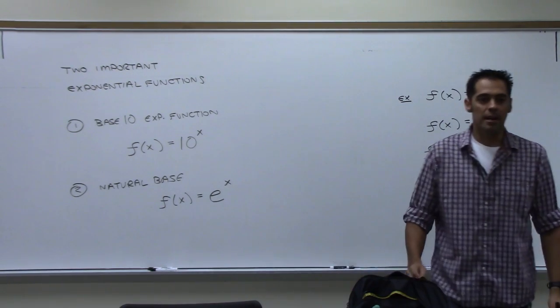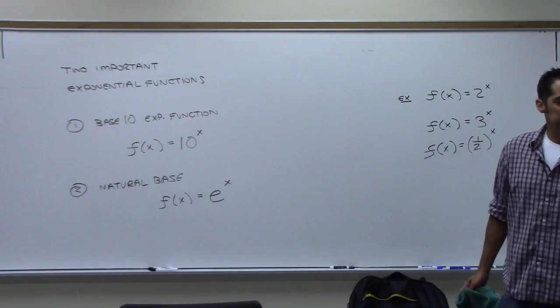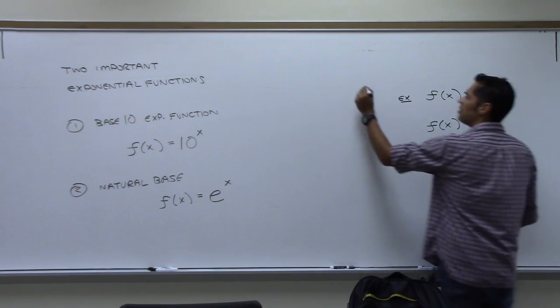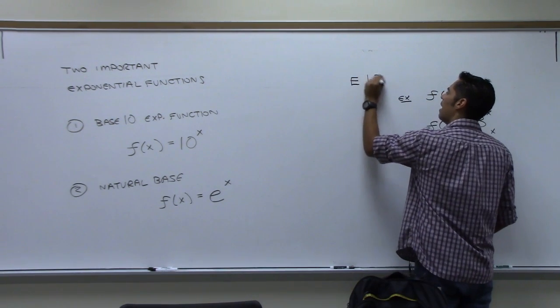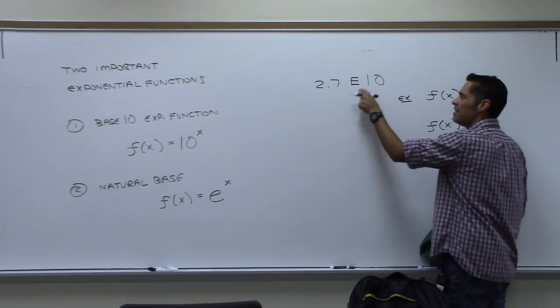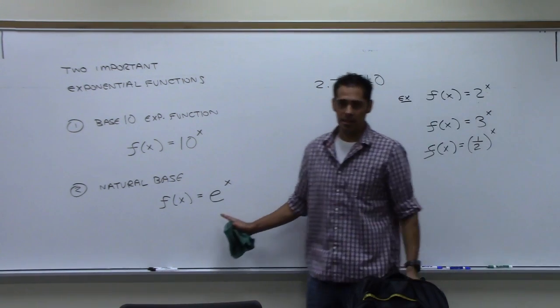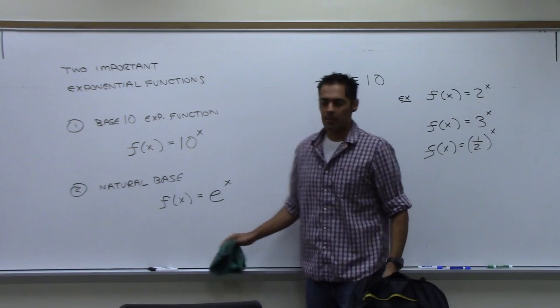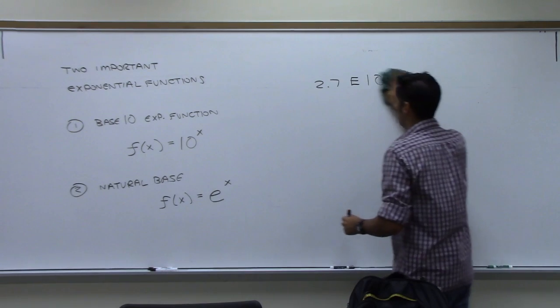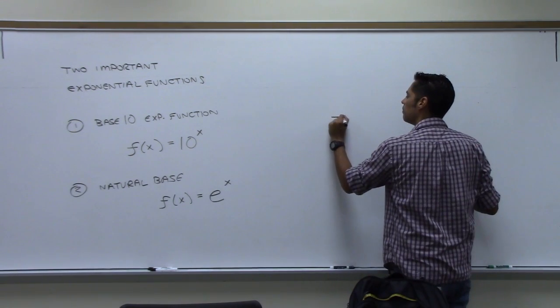Now that e right there is not the same e that some of your calculators use for scientific notation. I know some of you on your calculators were asking me, hey, I got like this, 2.7e10, right? This e is not the same as this e, all right? They're totally different. What this is, e, it's a number. E is a number.